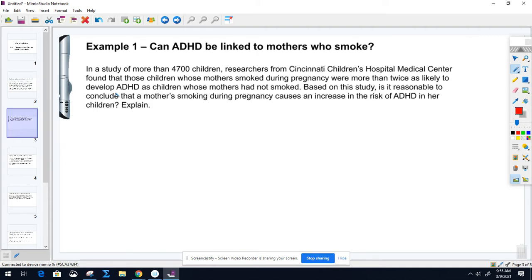So here's a first example. Can ADHD be linked to mothers who smoke? In a study of more than 4,700 children, researchers from Cincinnati Children's Hospital Medical Center found that those children whose mothers smoked during pregnancy were more than twice as likely to develop ADHD as children whose mothers had not smoked. Based on this study, is it reasonable to conclude that a mother smoking during pregnancy causes an increase in risk of ADHD in her children? Explain. So this right here isn't just an observation. And this word right here, causes, we have an issue with.